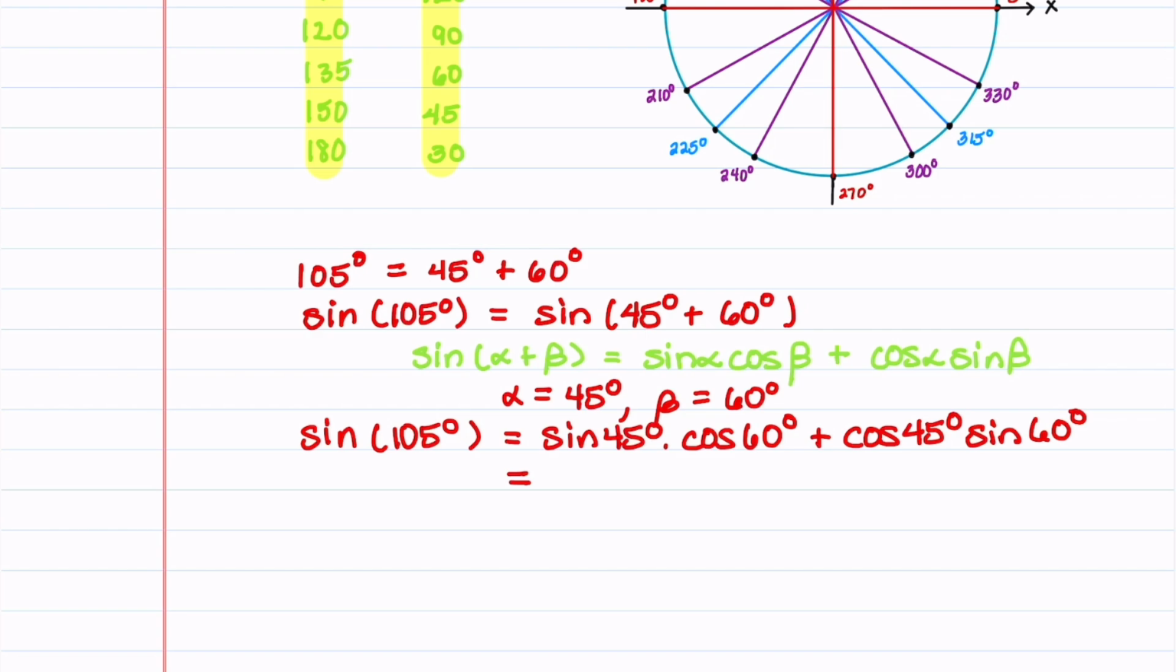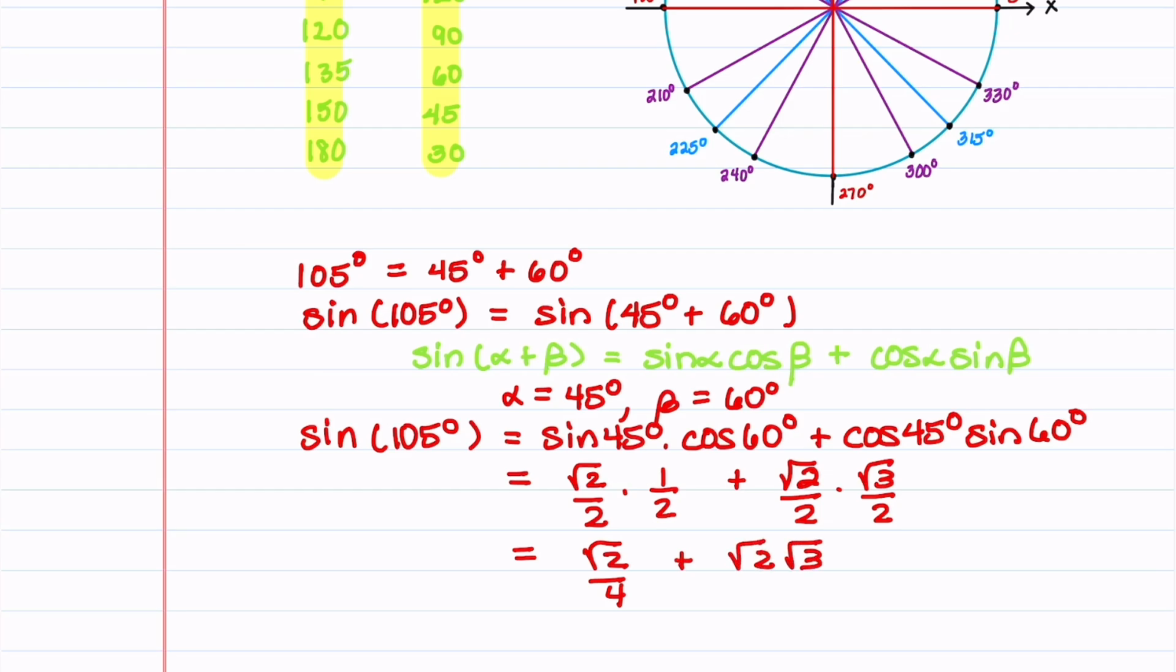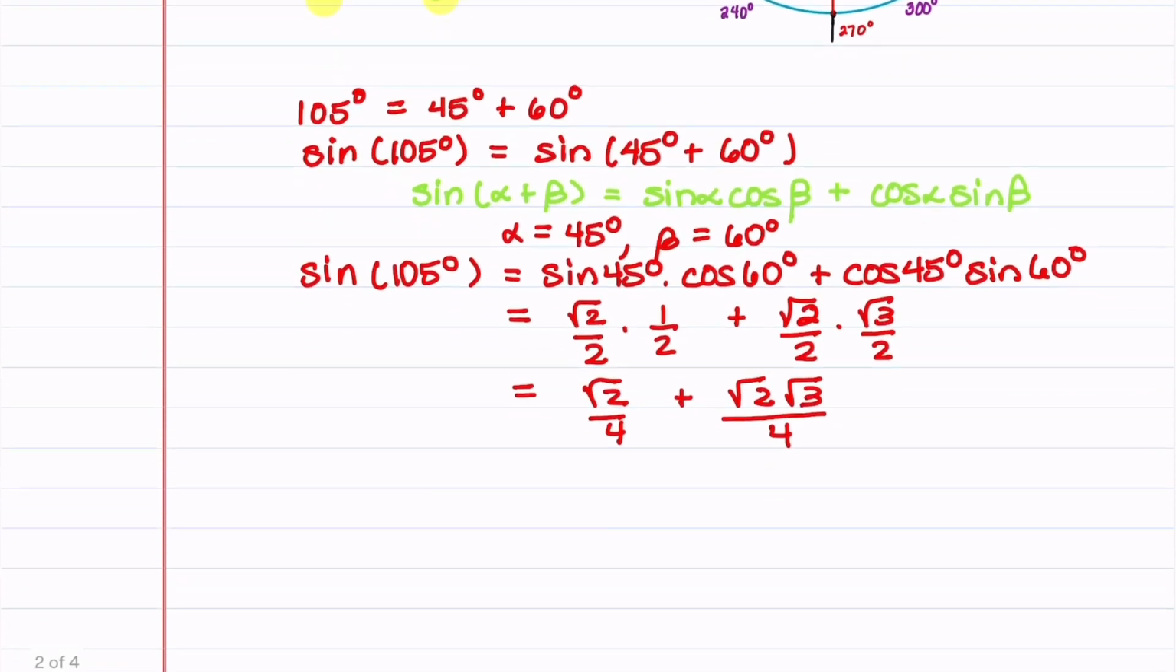Sine 45 degrees is root 2 over 2. Cosine 60 degrees is 1/2. And then cosine 45 degrees is root 2 over 2. And then sine of 60 degrees is root 3 over 2. This gives root 2 over 4 for our first term and root 2 root 3, we're not going to combine those, divided by 4 for our second term.